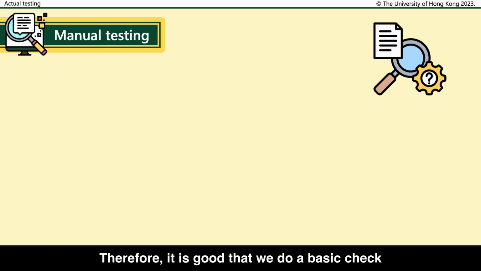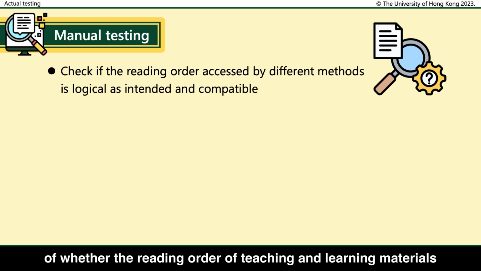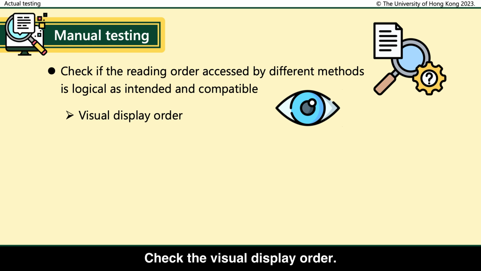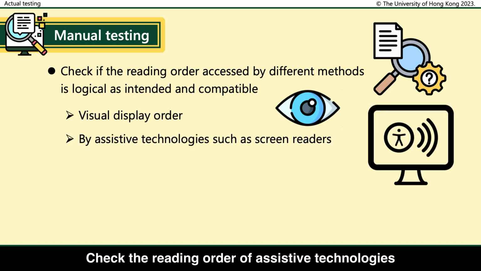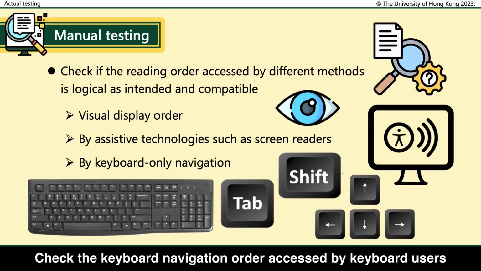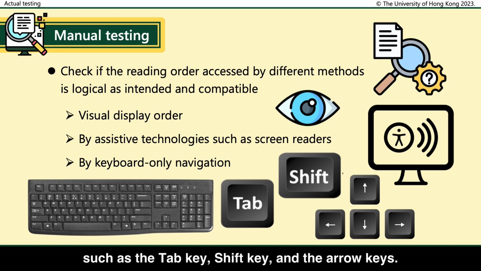Therefore, it is good that we do a basic check of whether the reading order of teaching and learning materials accessed by different methods is logical, as intended, and compatible. Check the visual display order. Check the reading order of assistive technologies, such as screen readers. Check the keyboard navigation order accessed by keyboard users, such as the Tab key, Shift key, and the arrow keys.